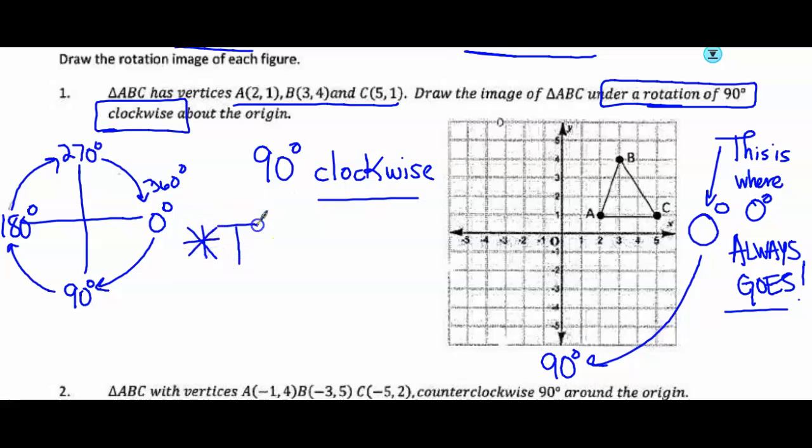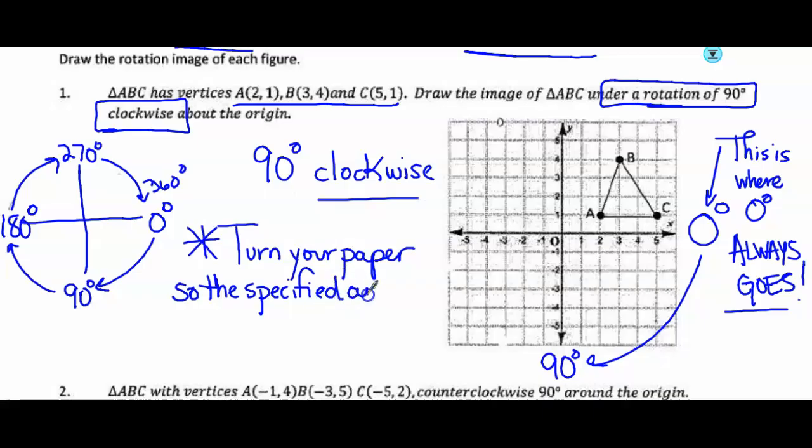It says, turn your paper so the specified angle is where 0 degrees should be. This statement, you have to know what it means. Turn your paper so the specified angle is where 0 degrees should be.